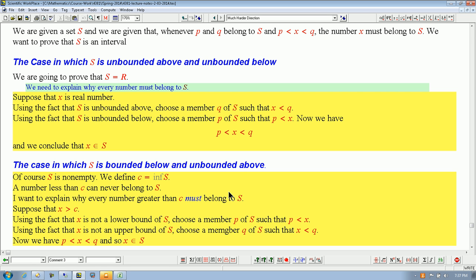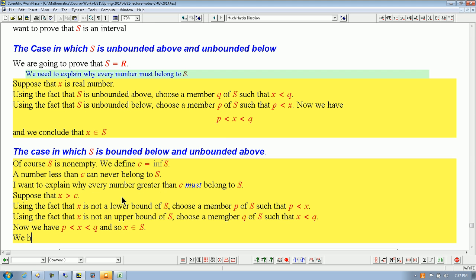Do you understand? So I have fulfilled my promise. You see? Numbers greater than C got to belong to the set. Numbers less than C never belong to the set. What about C? I have no idea. You understand?